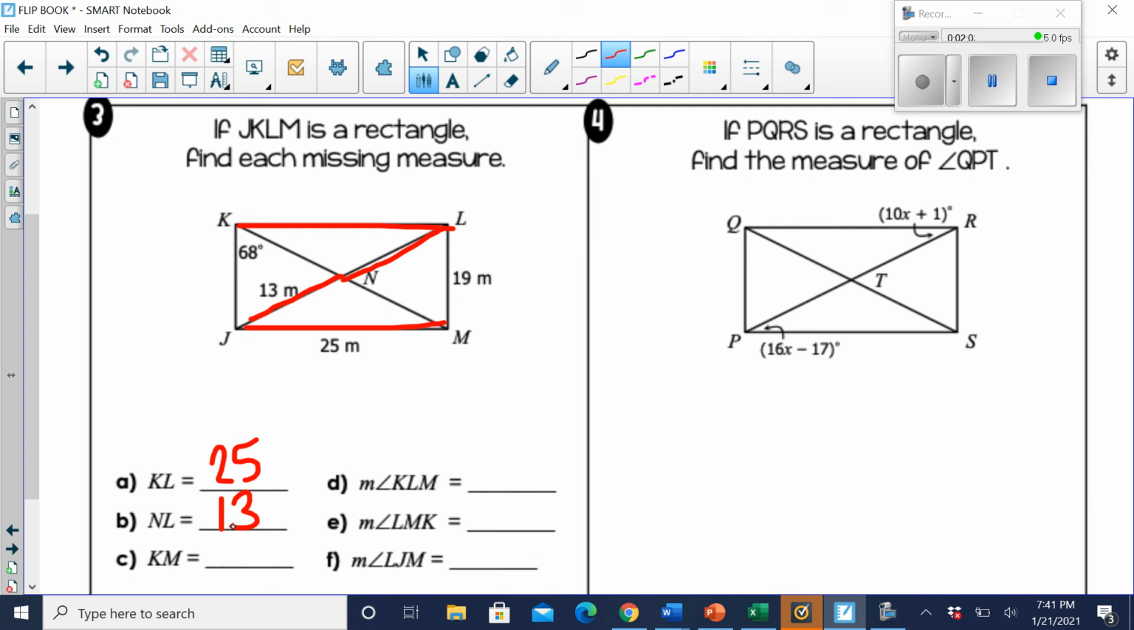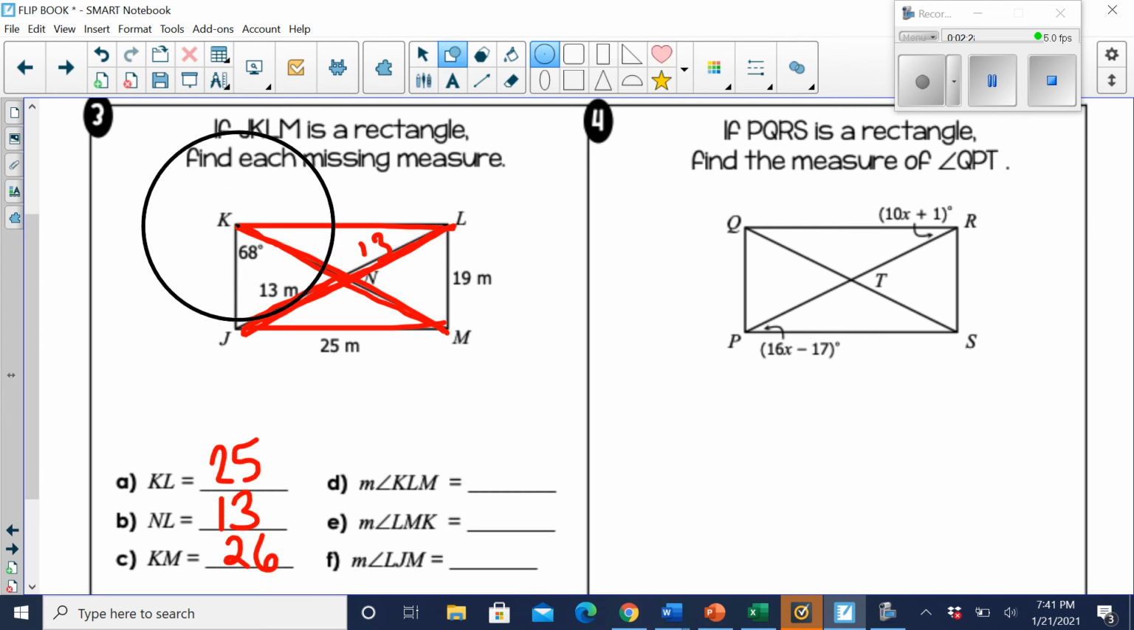Okay, the next one, KM. KM is going to be this full stretch right here, this diagonal. So if you think back to what we just said, NL is 13 and JN was 13. So this whole diagonal right here, JL would measure 26. And on a rectangle, since the diagonals are congruent, then I want to fill in 26 for KM as well. Okay. Then from there, what we're going to look at is the angles.